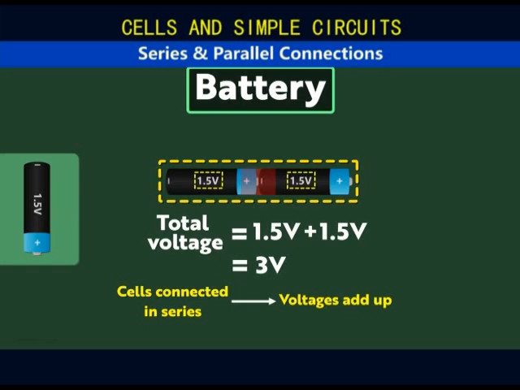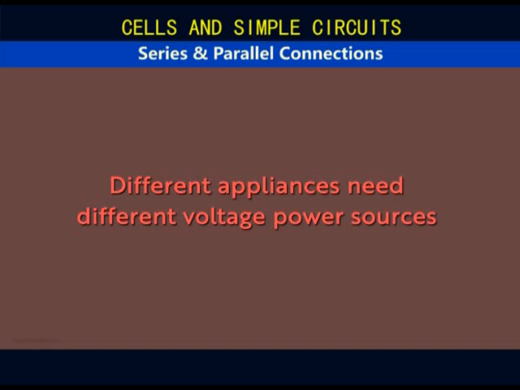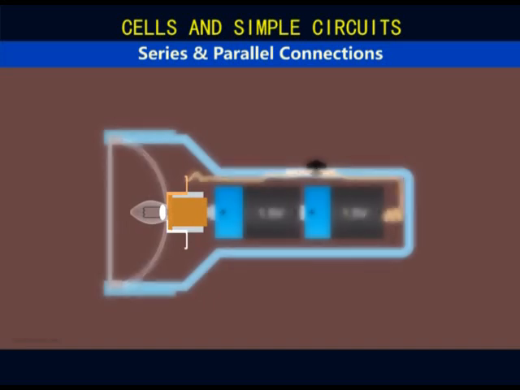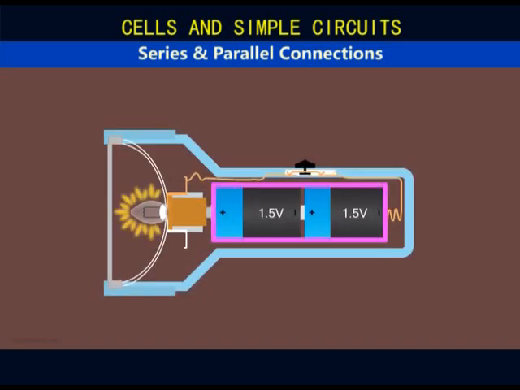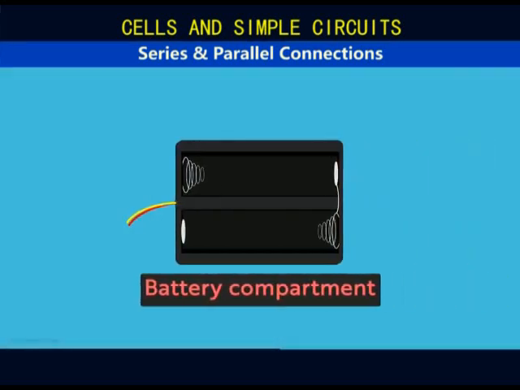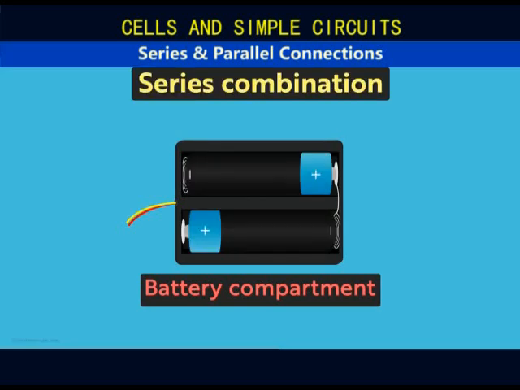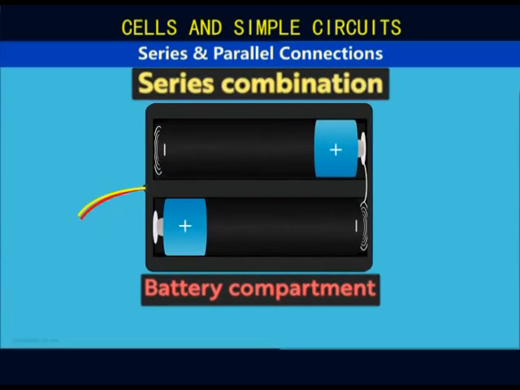Does that mean the battery will last twice as long? No. We need to understand that different devices require different voltages to function. The torch bulb requires a 3 volts battery to light up. This is why we use a series combination of cells in a torch. Even battery compartments in devices are designed for series combinations. When the cells are connected, even though the terminals are not in direct contact, this wire links the positive and negative terminals.